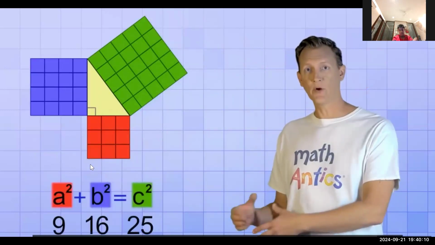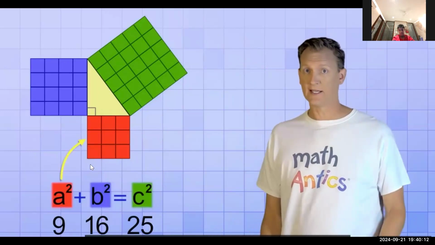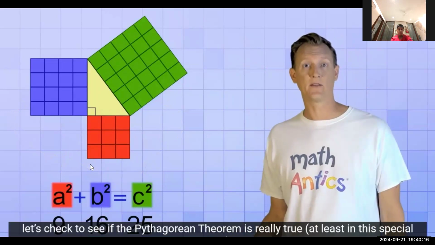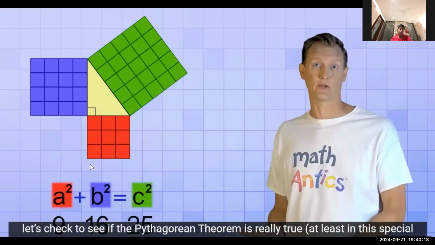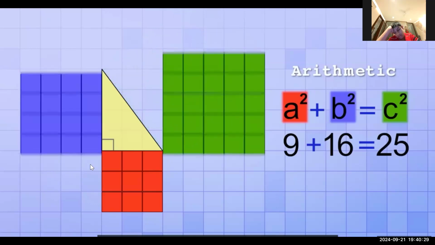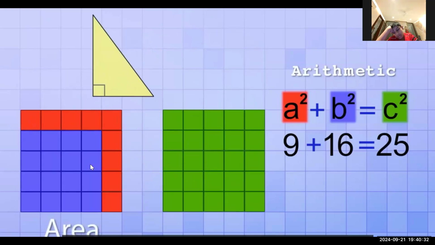Now that you can see how the arithmetic parts of the Pythagorean theorem are related to the geometric parts of this right triangle, let's check to see if the Pythagorean theorem is really true, at least in this special case. On the arithmetic side, if you add up the amounts a squared and b squared, they really do equal c squared because 9 plus 16 equals 25. And with a little rearranging of our unit squares, you can see that the area of the squares formed by the two legs really does equal the area of the square formed by the hypotenuse. Wow, those ancient Greek dudes really were smart.